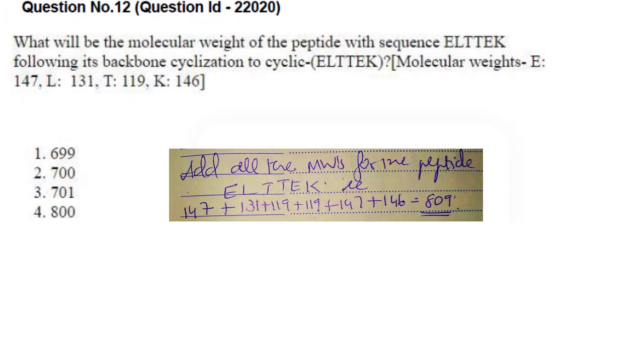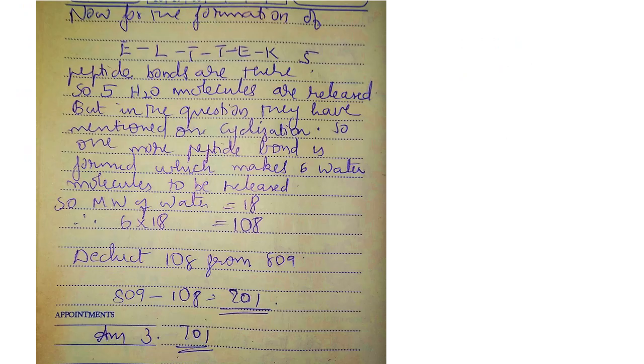Then next one. What will be the molecular weight of the peptide with the sequence ELTTEK following its backbone cyclization to cyclic ELTTEK? Molecular weights of the amino acids are given here. So what you have to do is, first add all the molecular weights for the peptide ELTTEK, and you will get 809.